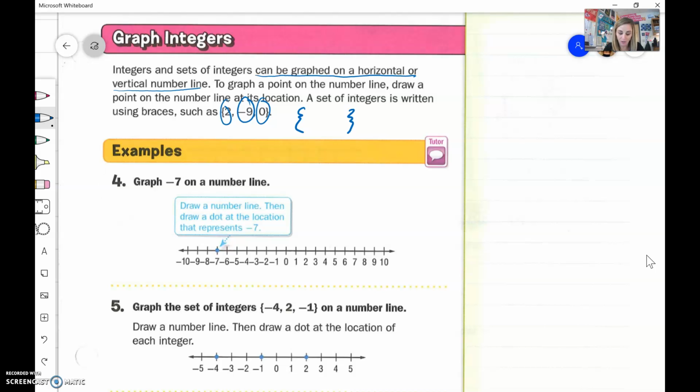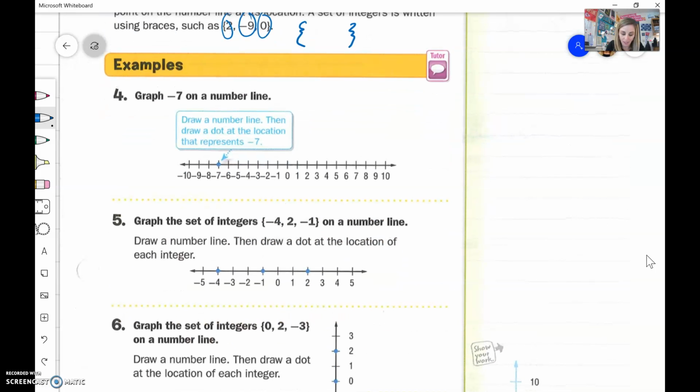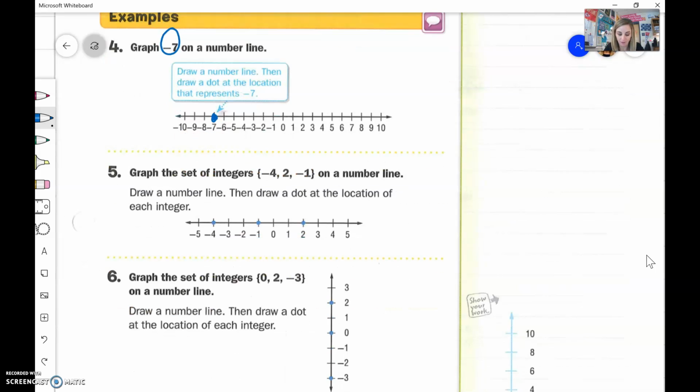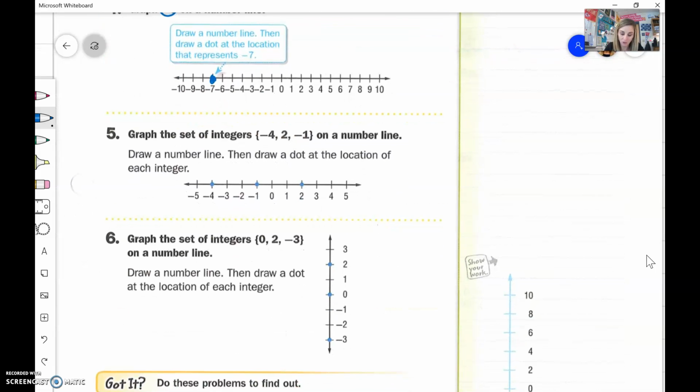So for example, graph number 7. Well, right here, -7. That's a big difference between -7 and positive 7. Okay, let's graph the set of integers here. -4, cross it off. We see that they graph 2, cross it off, and then -1. Cross it off. That's all we're doing.